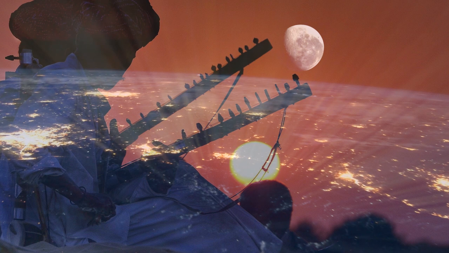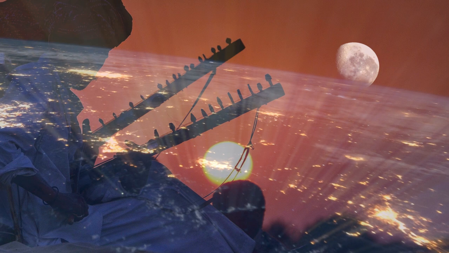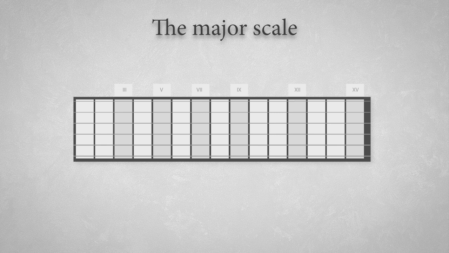Now let's plot the notes C, D, E, F, G, A and B on the neck of the guitar by starting on the note C and use our ears to find the rest of the notes by ear.